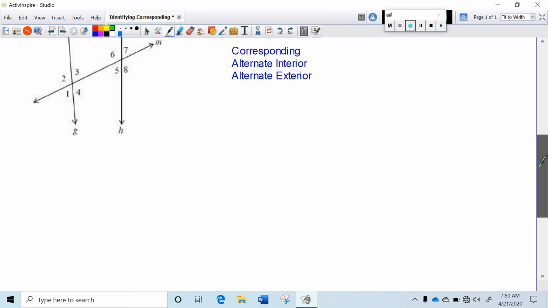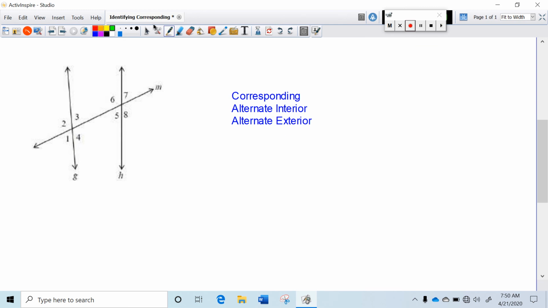Okay, so it doesn't matter how the lines are angled. The single line that's not across from any other one, that's your transversal. The other two lines are the parallel lines. Okay, corresponding. Let's go inside the parallel line, to the right of the parallel line on top of the transversal. So to the right of the parallel on top of the transversal. So that would be angle 3 and angle 7.